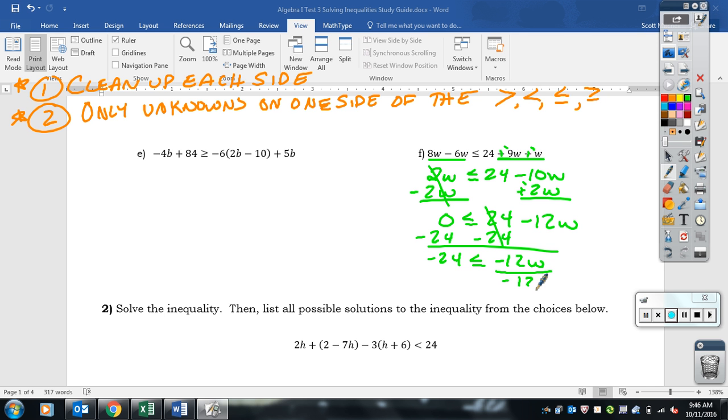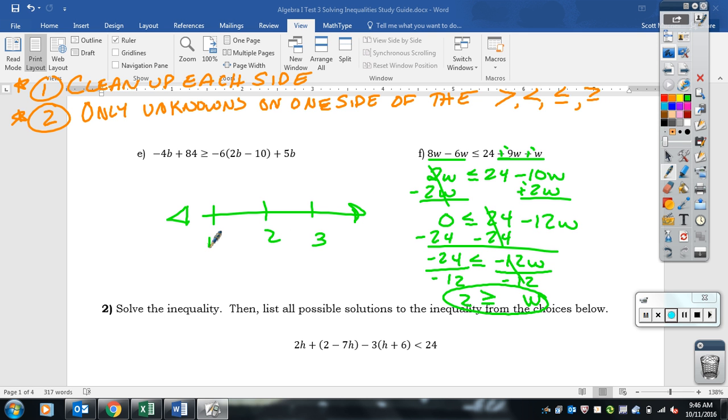Speaking of which, we're about to divide by a negative. I have w. Negative 24 divided by negative 12 is a positive 2. And this symbol will now flip because I divided by a negative. W is on the small side of 2. To graph this, we have 2.